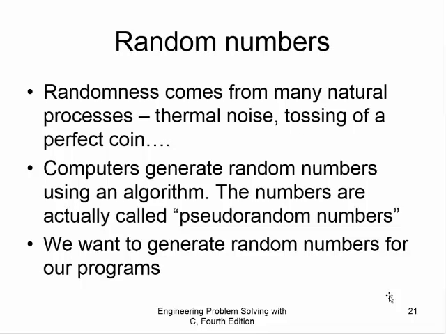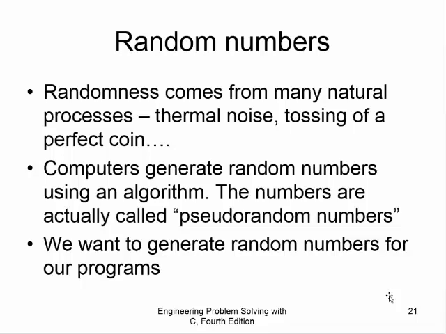Randomness comes from a lot of natural processes like thermal noise, tossing of a perfect coin. Before I came here, I used to work in quantum cryptography, and so I got randomness from a single photon. But computers are not truly random. They generate the random numbers using an algorithm. The algorithm takes a number and does a big computation on it and generates a sequence of random numbers, but it's not truly random. It's called pseudo-random, and I'll show you what happens here shortly.